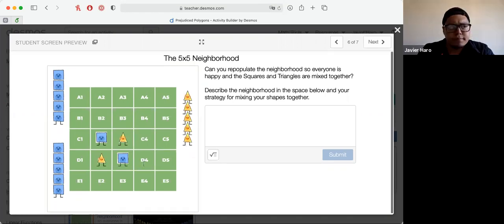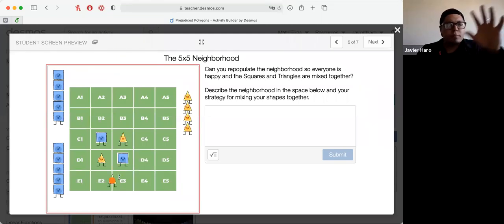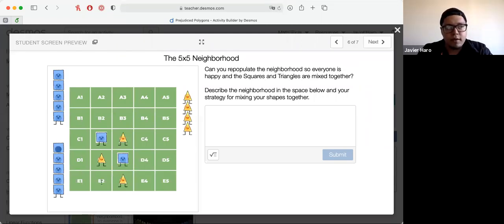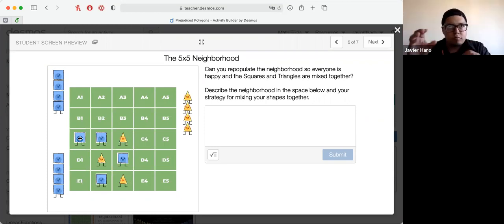They don't all have to be neighbors with all of them, but something like this would be more mixed. All the blue squares are a little bit more separate. All the triangles are a little bit more separate from each other. They're not all on one side, whereas the triangles are on the other side. It doesn't have to be exactly like this, but we can see that the squares and the triangles live kind of mixed together.